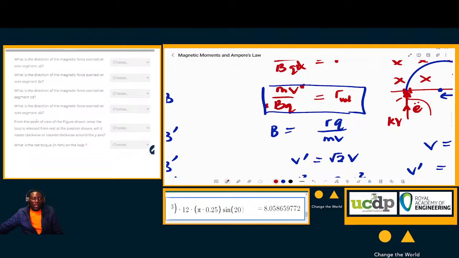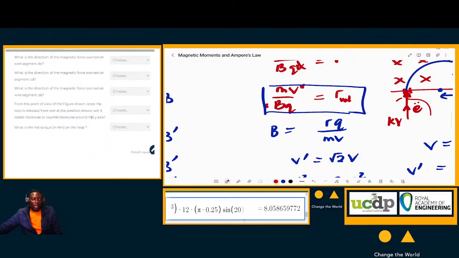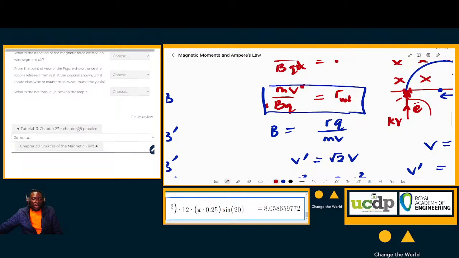Then from the point of view of the figure shown, once the loop is released from rest at the position shown, will it rotate clockwise or counterclockwise around the axis? So because it has two components, one into the plane and the other one out of the plane, the loop will rotate, in this case about the y-axis, in a clockwise direction. So it will rotate clockwise around the y-axis. And what is the net torque on this loop?